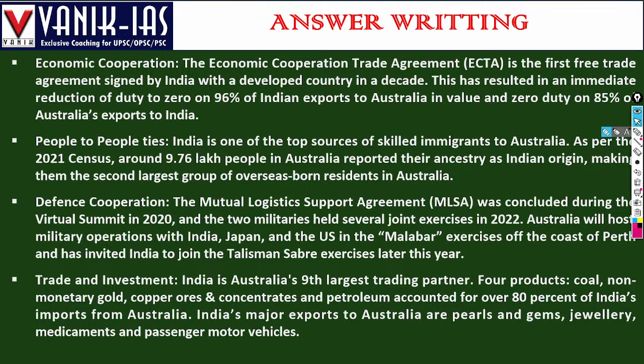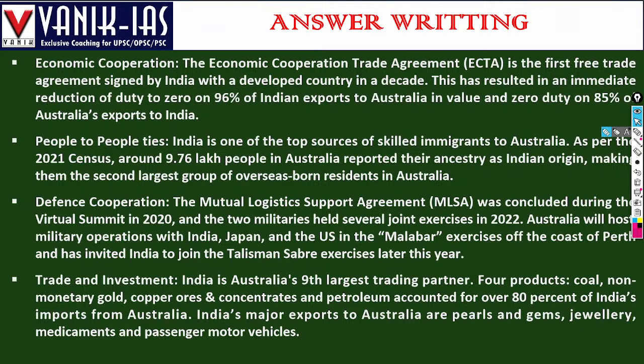Defense cooperation. The Mutual Logistics Support Agreement was concluded during the virtual summit in 2020, and the two militaries held several joint exercises in 2022. Australia will host military operations with India, Japan, and the US in the Malabar exercise off the coast of Perth, Australia, and has invited India to join the Talisman Sabre exercise later this year.